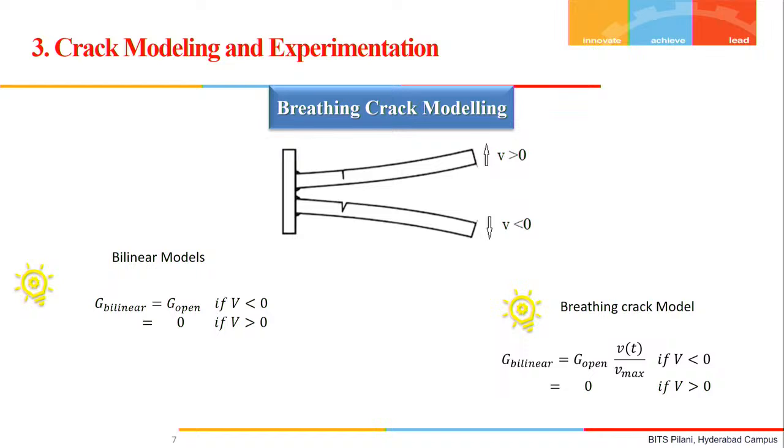And in the other half cycle of the vibration, this crack will remain completely open. That is what the bilinear crack modeling means. So whatever flexibility expression we have obtained previously for the open crack modeling can be used for one half cycle of vibration, and for the other half cycle of vibration it will be zero. So by this the bilinear crack modeling can be done.